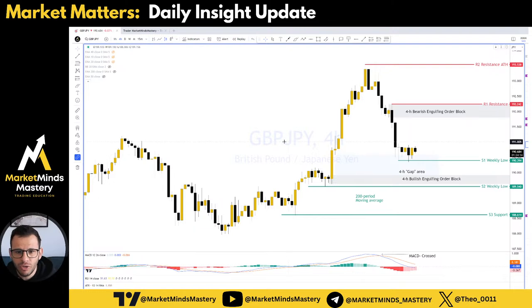Now, moving to the lower time frames, like the 4-hour chart, the room of opportunity is from this area here to this area up here. That's how I see it, and that's how I validate it before I enter into any trade.